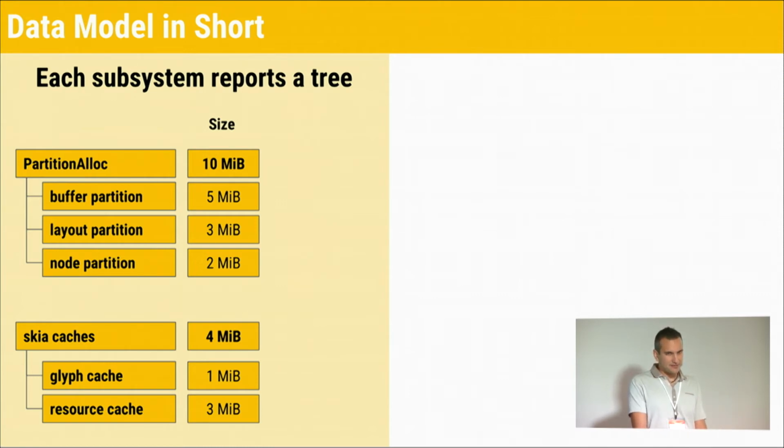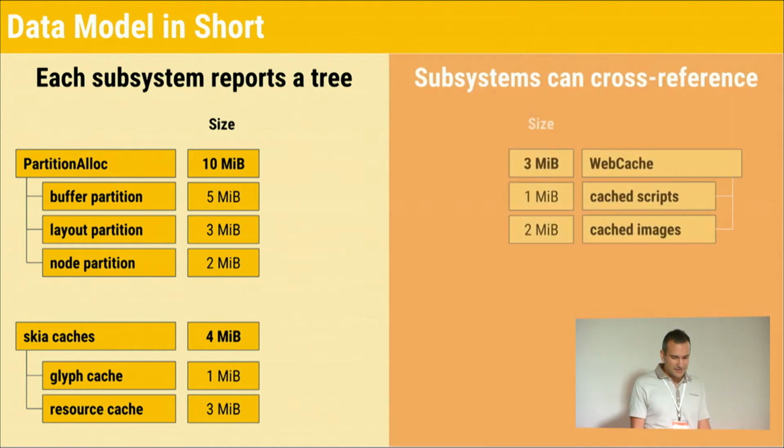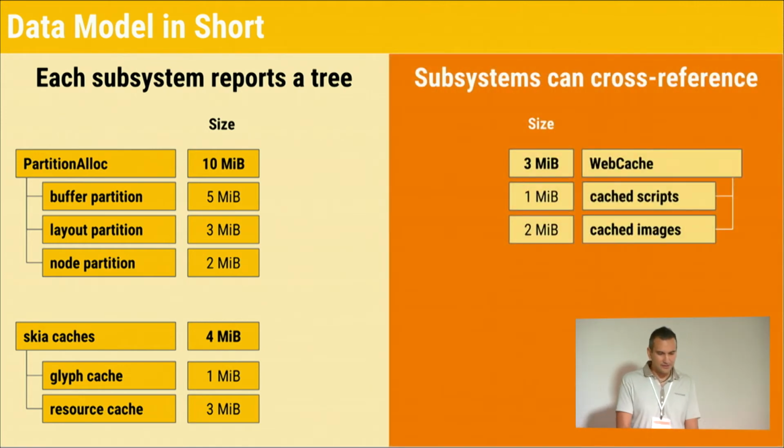The tricky part is that, as you can imagine, sometimes these subsystems are not disjoint sets. They interact with each other. So let's make another example, a real one. There is also web cache, and we have a dump provider for web cache which can tell the status. Web cache has some cached scripts and some cached images.